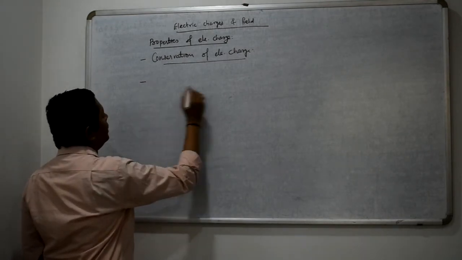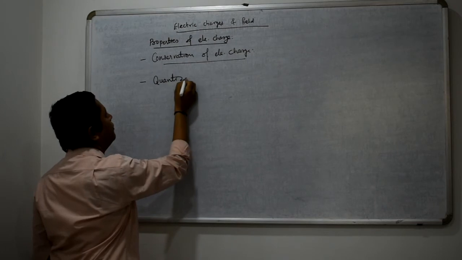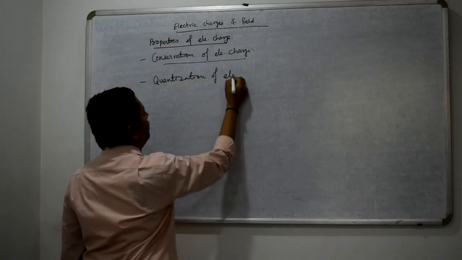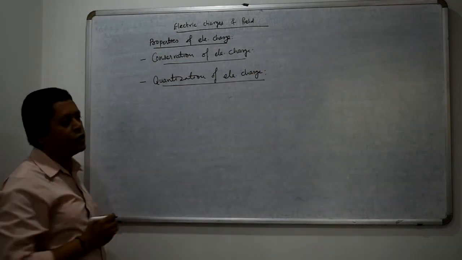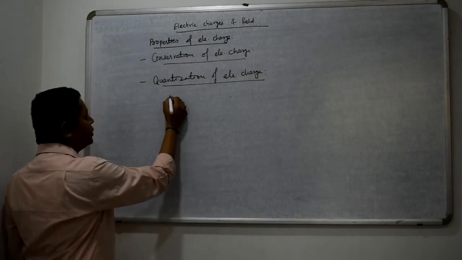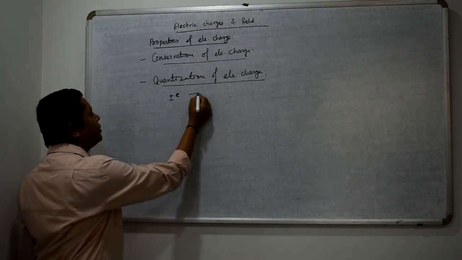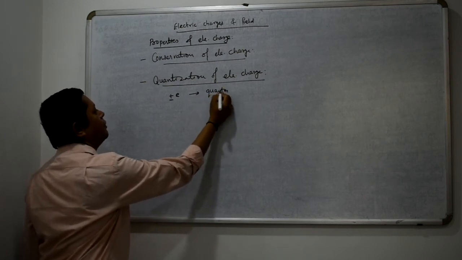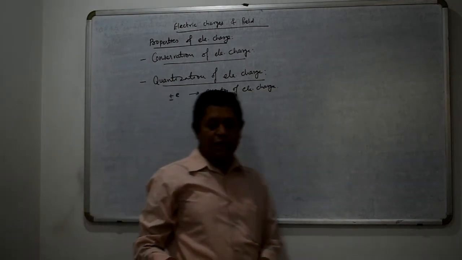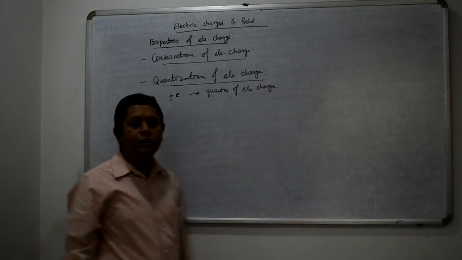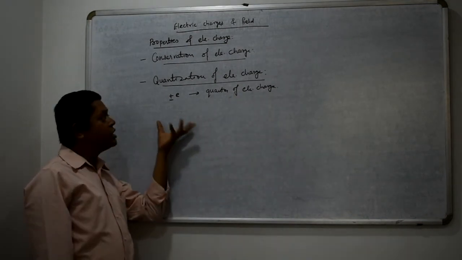Another is quantization of electric charge. What do you mean by quantization? Quanta means a small packet, a small amount. Here, the charge of a proton or an electron, plus e or minus e, is the quanta of charge. It means that the smallest charge which can exist in nature is the charge of a proton or electron. An isolated charge smaller than this cannot exist.